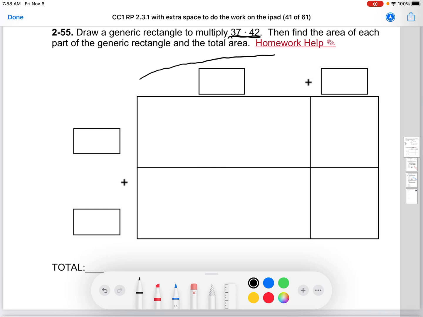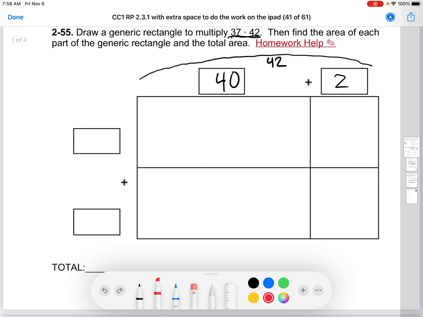If we look at this top part right here, this whole length of the big rectangle is either 37 or 42. I don't care which one you pick. Let's make it 42. These two boxes are meant to break up 42 to help us with our multiplication. We'll break it down by place value: the tens place, 40, and then the 2. You can see how 40 plus 2 equals 42. That's our goal.